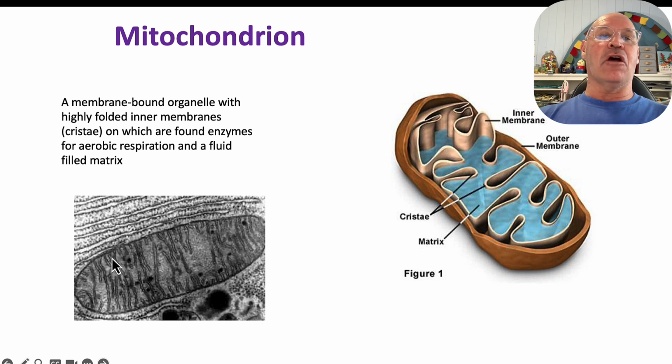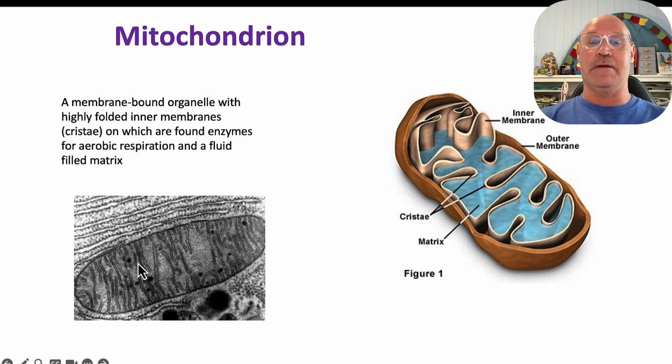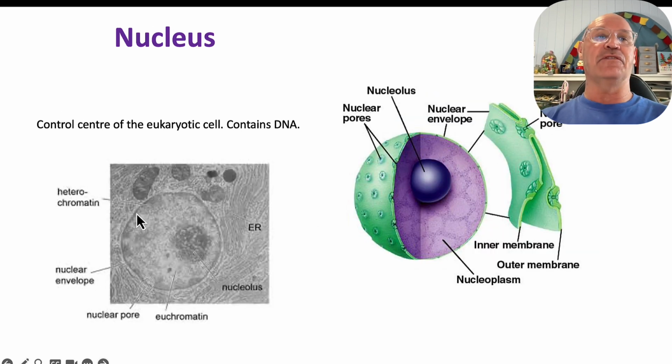Now, these highly folded internal membranes are important because they increase the surface area, as aerobic respiration occurs across these membranes. Now, the nucleus often is the biggest organelle of a cell. You'll see that it's got a darker part in the middle called the nucleolus, which I'll explain a bit more in a minute. We've got this nuclear membrane. The DNA in the form of chromosomes occurs within the nucleus, of course.